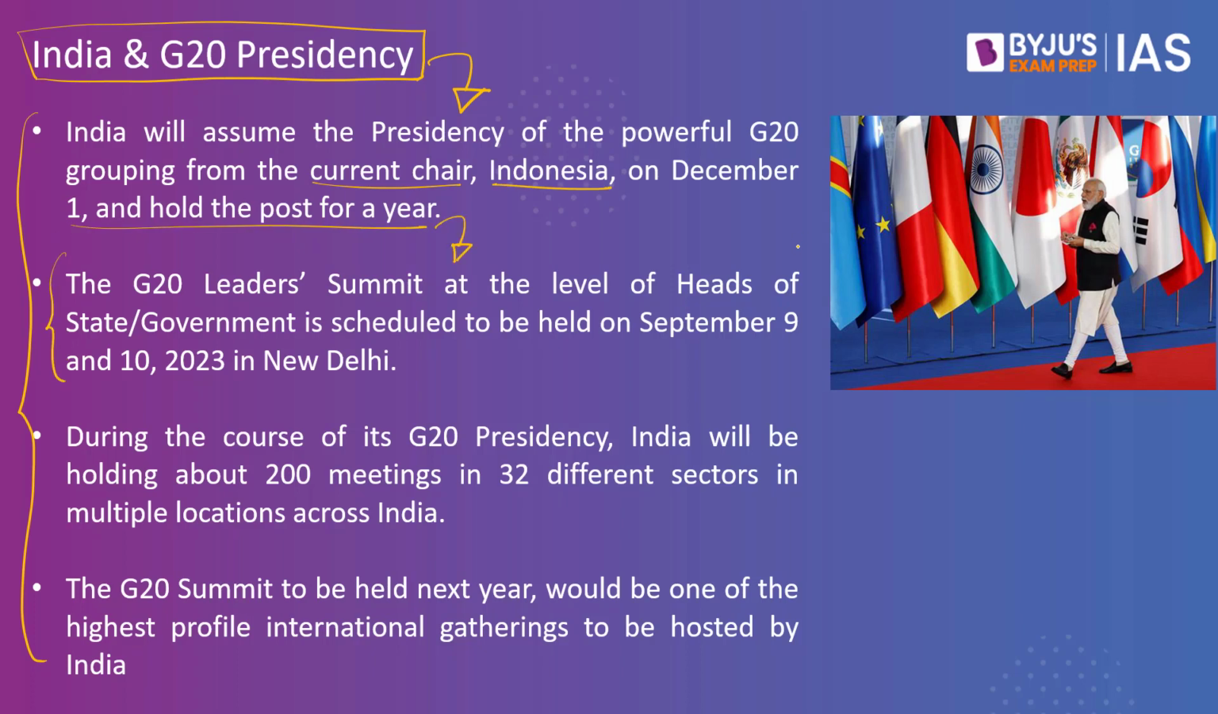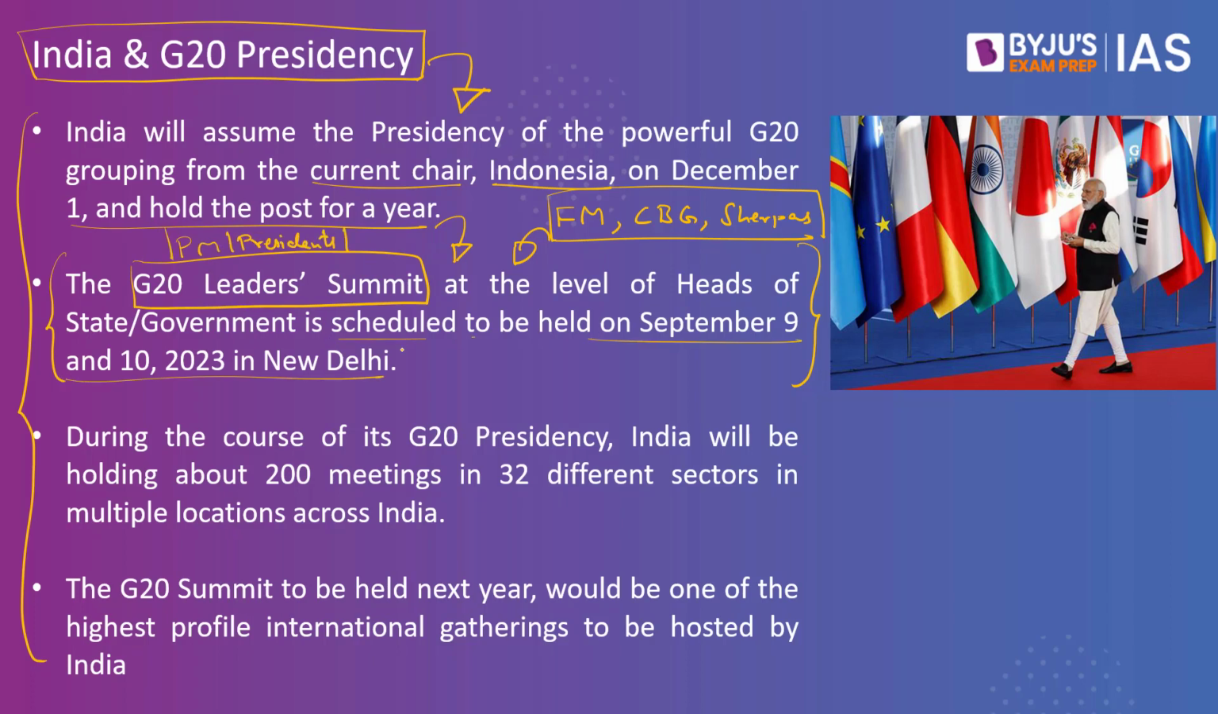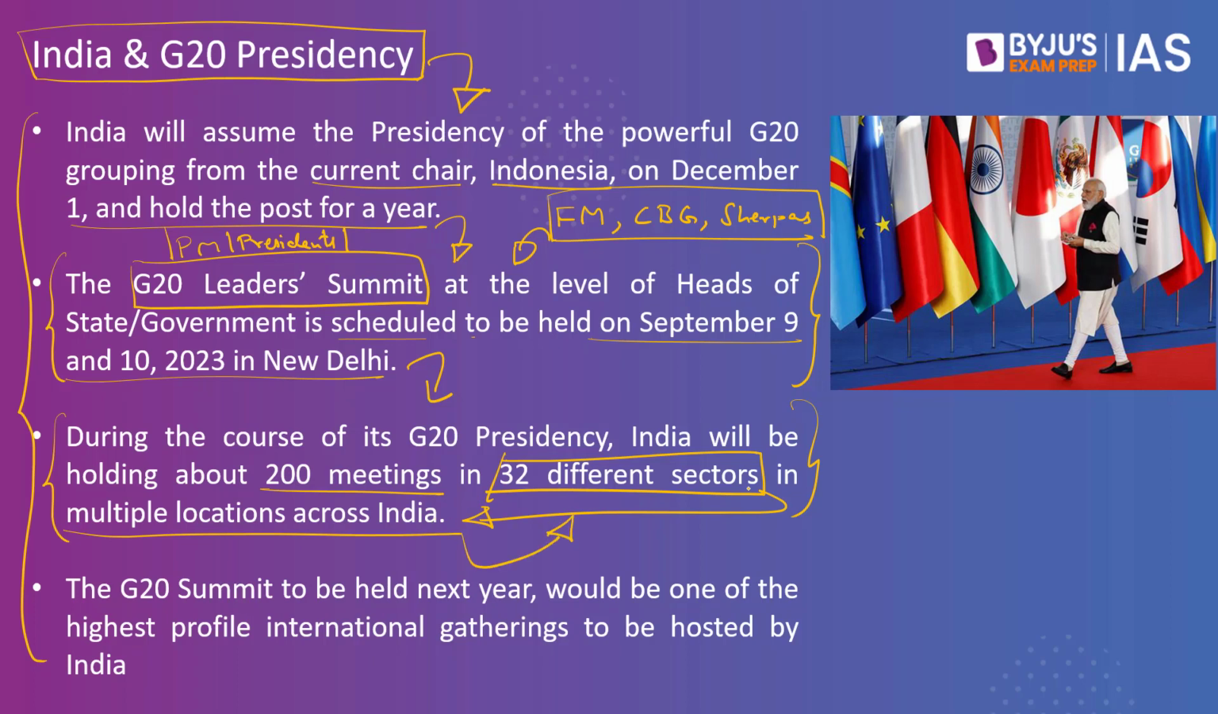And over the next several months, India will be leading several summits and dialogues and engagements, not just between finance ministers, central bank governors and the Sherpas, but also amongst various other stakeholders, which will all culminate with the final summit that will bring the prime ministers and presidents of these member countries together to work out solutions for the key global economic challenges. During the course of G20 presidency, India will be hosting more than 200 meetings across 32 different sectors, and these events will take place across Indian cities, which will also help in highlighting India's cultural heritage as well. So this would clearly be one of the most high-profile diplomatic events that would be hosted by India.